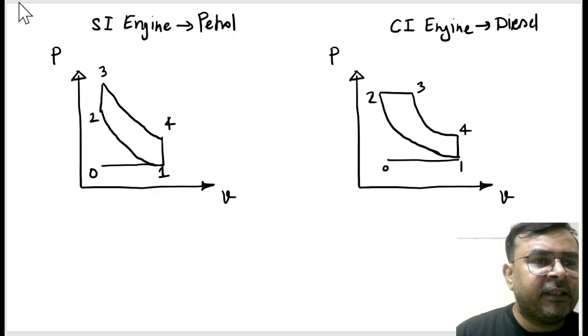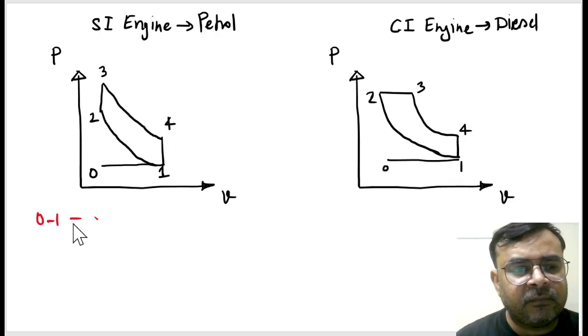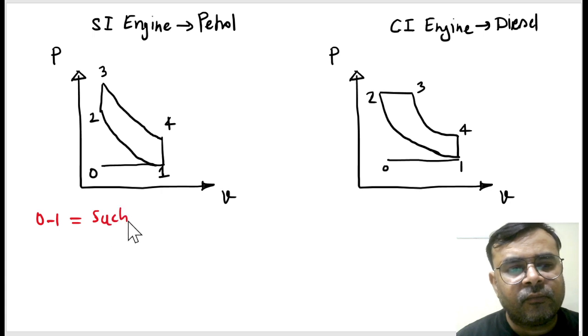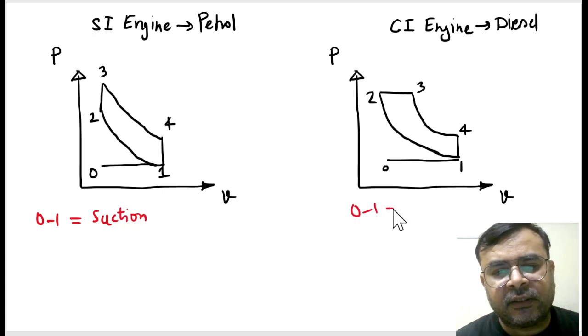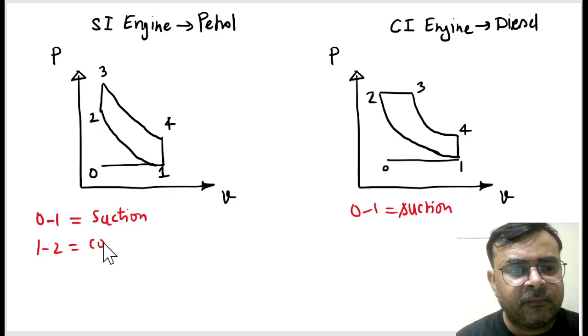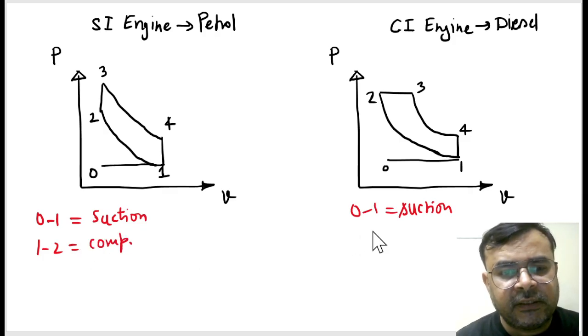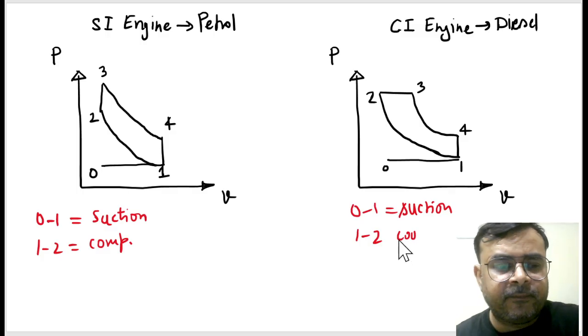So you can see here, 0 to 1 is a suction, and here 0 to 1 is a suction. Same. Then 1 to 2 is a compression. Here we also have 1 to 2 as a compression.